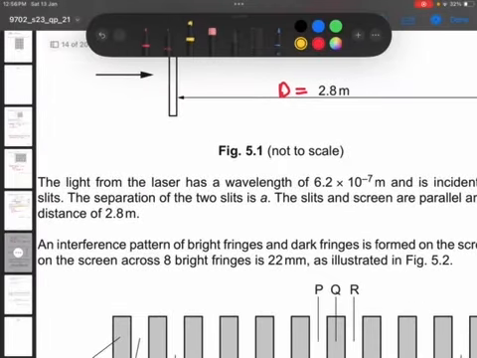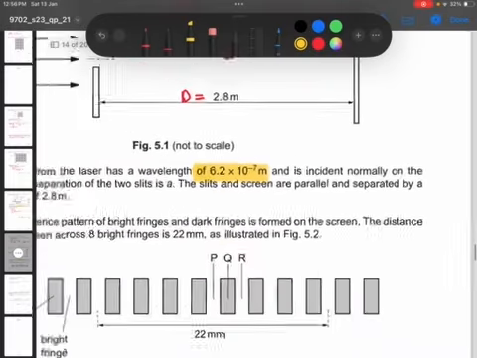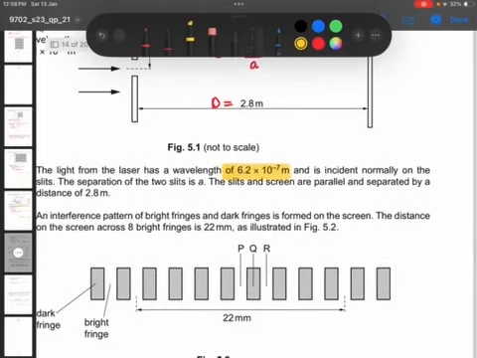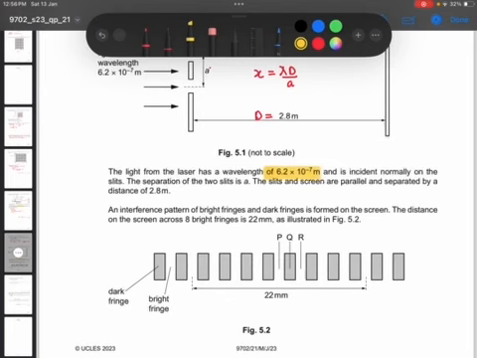The light from the laser has a wavelength of 6.2 times 10 to the power of minus 7. This is our lambda, and it is incident normally on the slits. The separation of the slits is a. The slits and screen are parallel and separated by a distance of 2.8 meters, which is capital letter D. An interference pattern of bright fringes and dark fringes is formed on the screen.